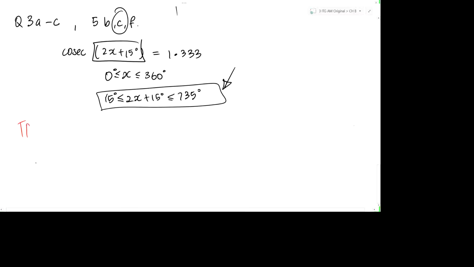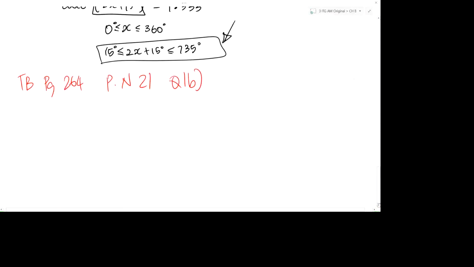Okay, textbook, page 264, practice now 21. I want you to look at question 1b. No need for you to do it, but tell me, how is this question different from all the questions that we've done in class today? It's in radian.